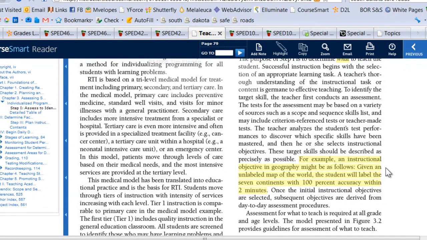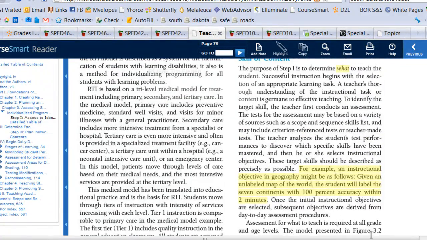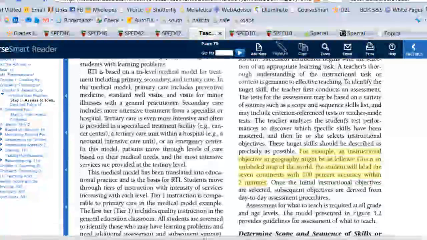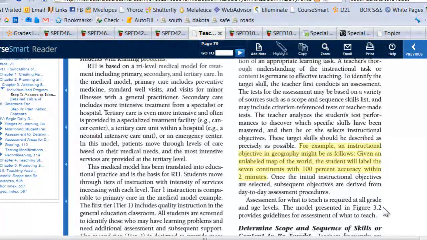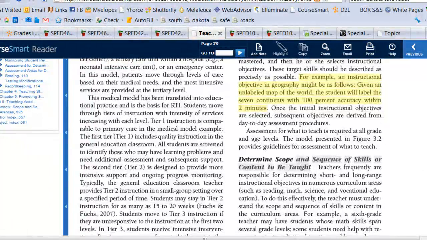This is what a lot of work samples for your LED partners look like. I've seen this one done successfully. Now you'd have to analyze scope and sequence to know what grade you would have them label the continents, but nonetheless that would be a typical objective for geography. And once this objective is selected, what goes from there, and part of that is that scope and sequence. So that's what this is.